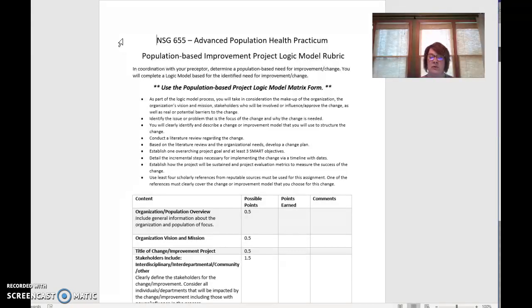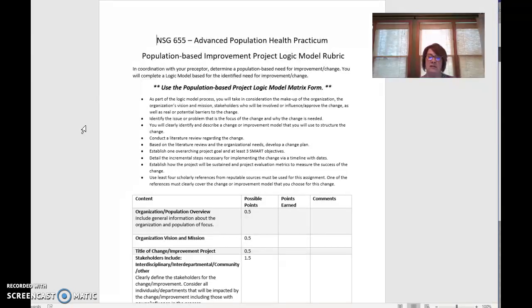So there is actually a form that you will use that follows the sequence of the logic model when you're completing this assignment. As you're doing this assignment, this will help set the stage for you as you move forward in your practice.